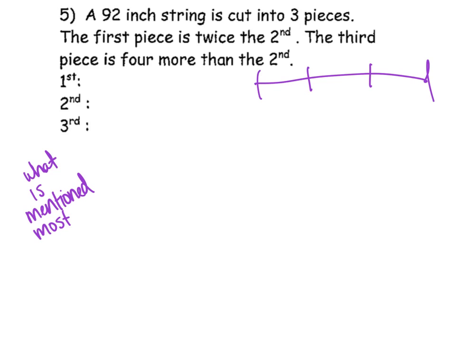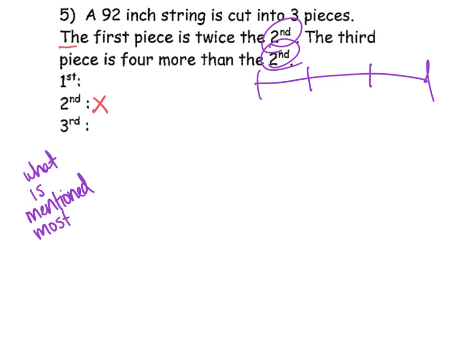So let's read it and talk about what's mentioned. The first piece is twice the second. The third piece is 4 more than the second. Gosh, we keep talking about the second piece. That's mentioned most. That's our X. The second piece is our X. How did I know? Whatever is mentioned most.